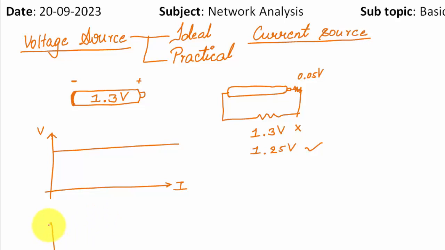The second way is, voltage like this they are going to take, current like this they are going to take. But the best possible characteristic is the first one. Whatever may be the current value, I am going to generate a constant voltage. So this is the ideal voltage source.